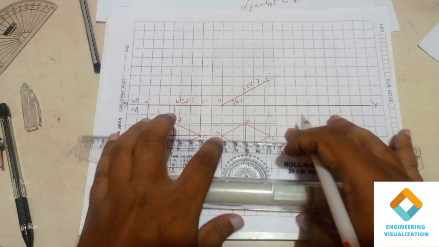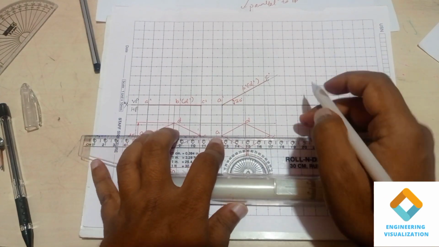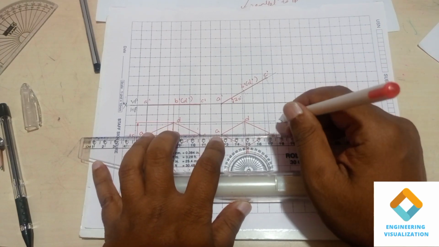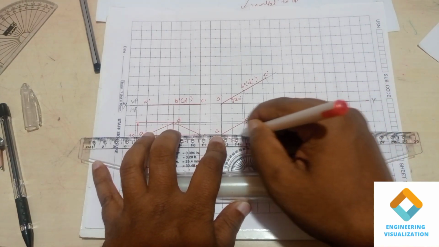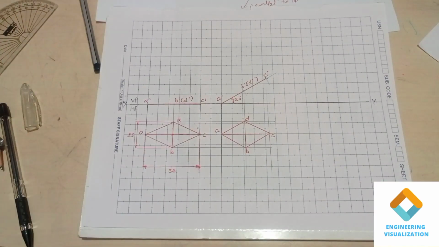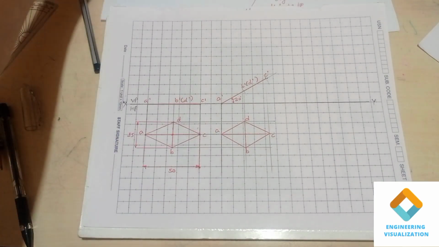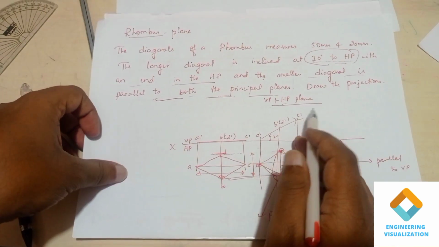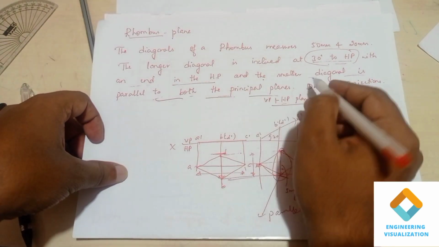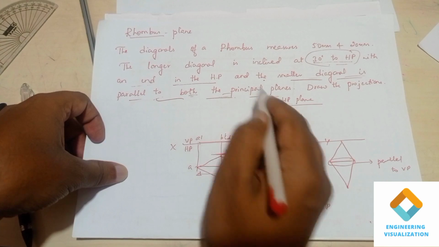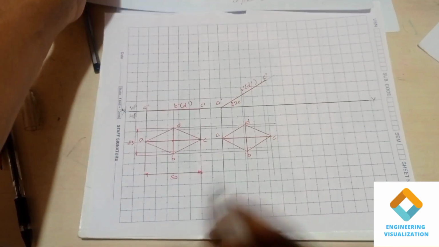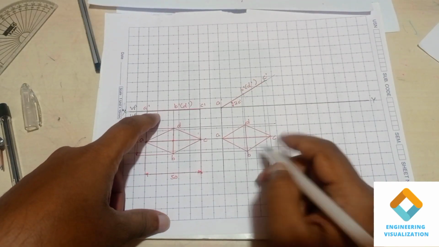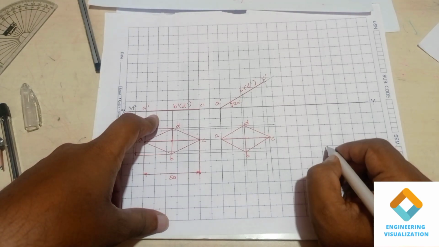This is the small diagonal and this is the larger diagonal. In this position you can see the smaller diagonal is parallel to HP. We have to make it parallel to VP. How do we make it? We have to rotate it by 90 degrees, as you can see in this diagram. The smaller diagonal should be parallel to both the reference planes, meaning both HP and VP. It is now parallel to HP.